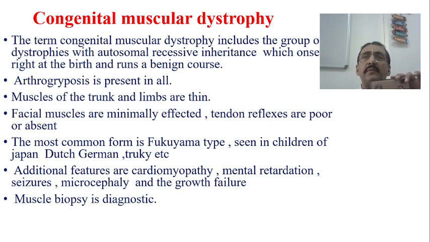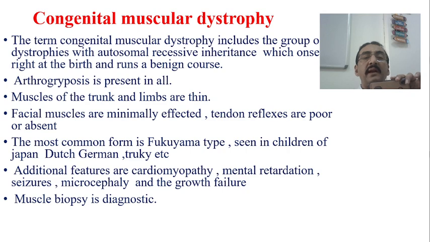Onset will be there from the birth. So the child will have some feeding problems, and diminished reflexes to some extent. From the beginning itself, if you observe closely, keenly, you will find some of the symptoms. And it runs a very benign course, very slowly. Arthrogryposis is present in all, that means the stiffness of the joints will be there.